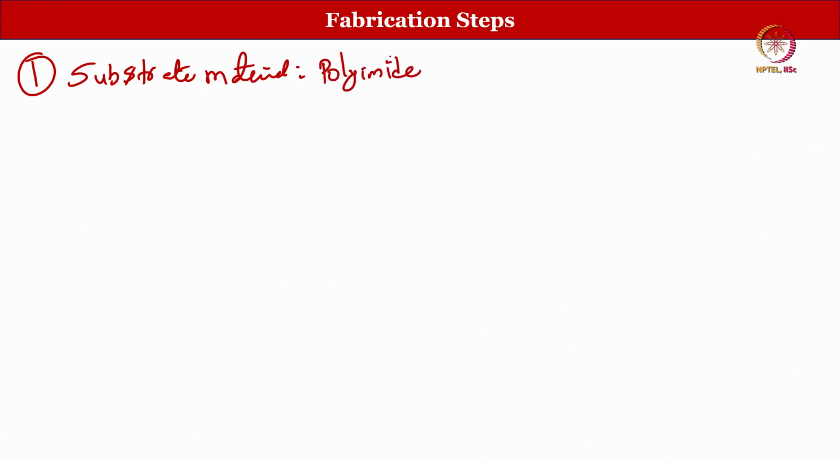So, the first step is, you need to form a substrate material. What is the substrate material that we have? It is polyimide. Now, the polyimide is available as polyamic acid solution. So, people can buy it from Sigma Aldrich, from Merck Solutions and all those things.